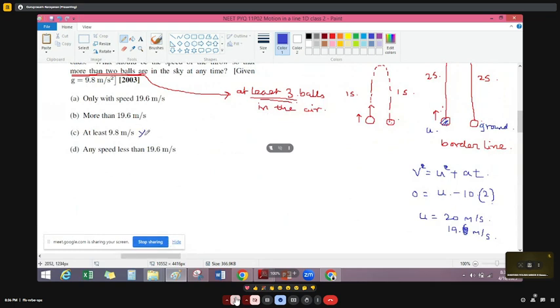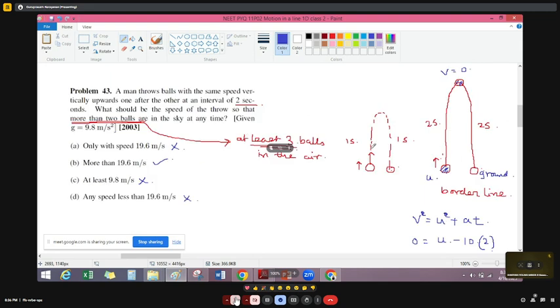Any speed less than 19.6 is wrong, because that is a borderline. Only with speed 19.6 is also wrong, because it can be more than 19.6, right? More than 19.6 is the best way. Everyone okay with this? This will be a little confusing, so think a little bit, then you will get an idea.